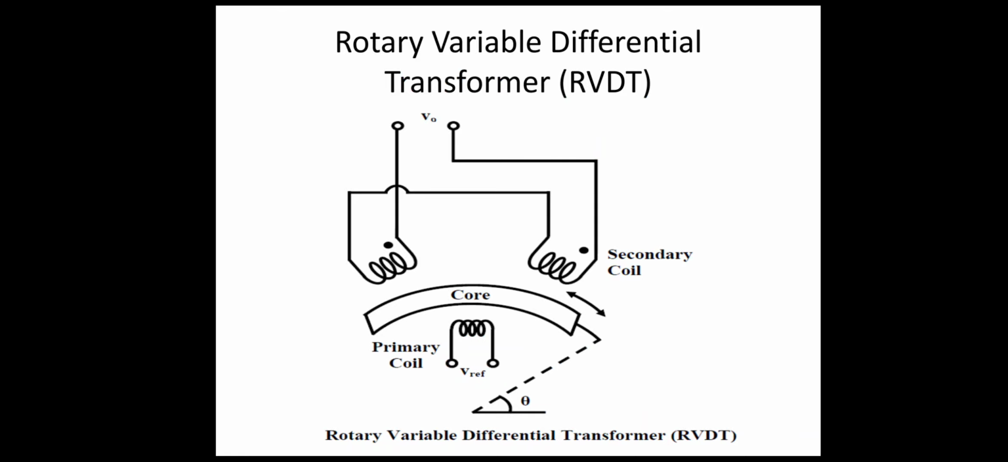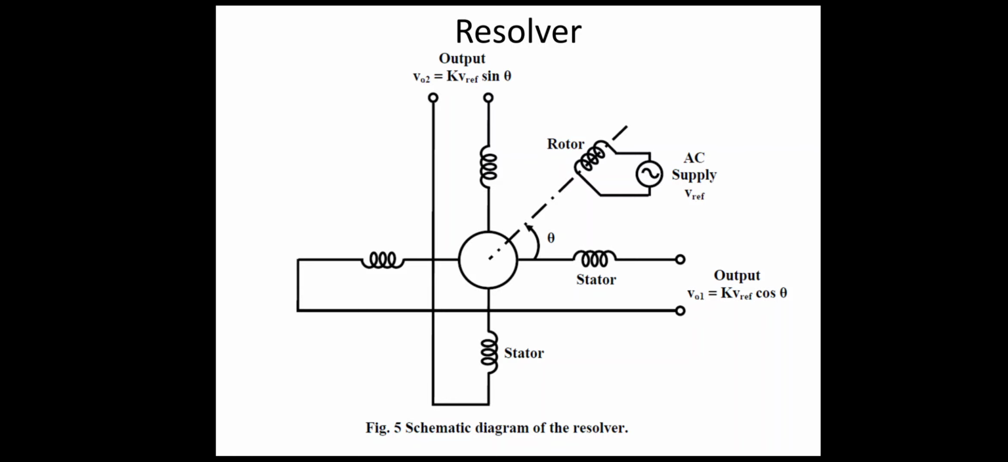And next is the RVDT, that is the rotary variable differential transformer. It has a similar construction to the LVDT, except the core is designed in such a way that when it rotates, the mutual inductance between the primary and secondary coils changes linearly with the angular displacement. You can see here the schematic diagram of the RVDT. Next is the resolver. The resolver also works on the principle of mutual inductance variation, and is widely used for the measurement of rotary motion. The basic construction you can see in this figure.